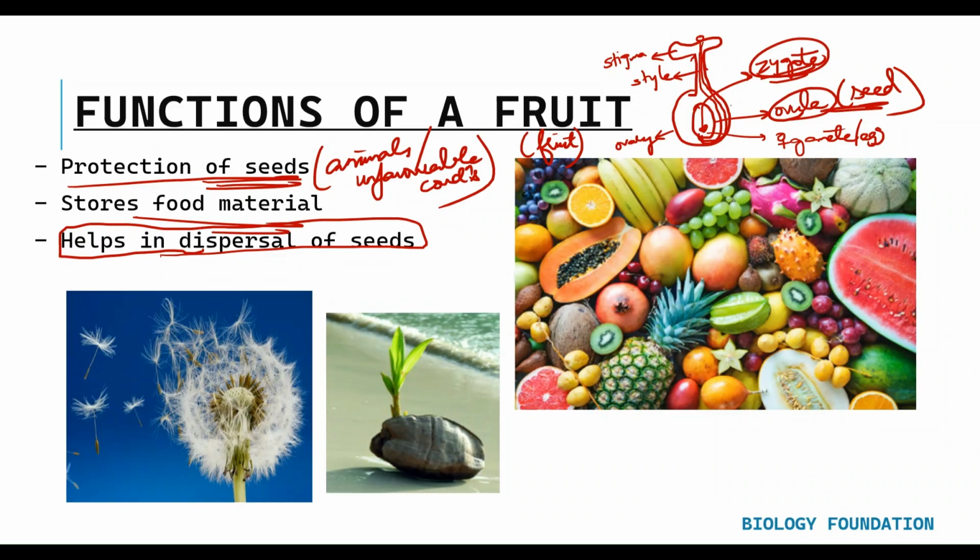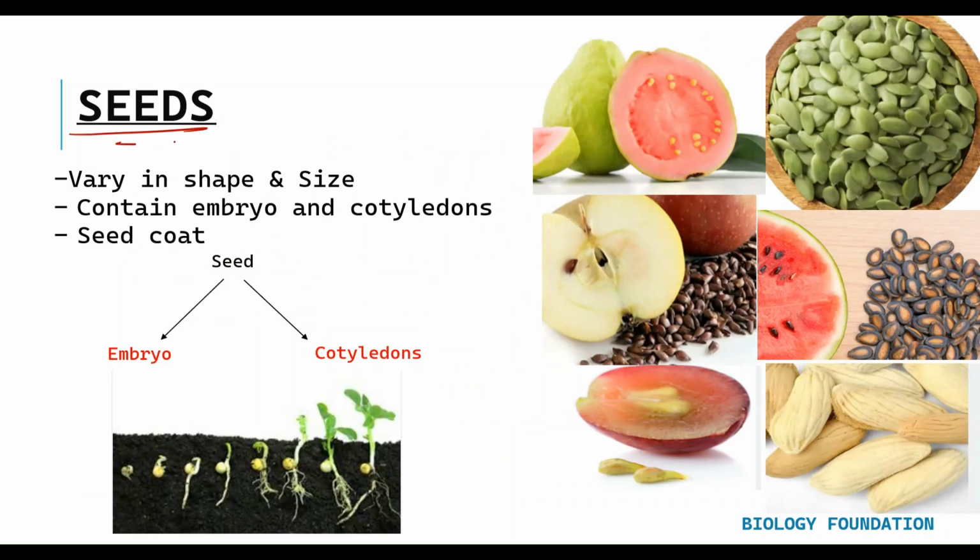Here you can see coconut seed. These are basically seeds having tufts of hair. Okay, we'll understand why the seeds are covered with hair-like structures and all. But basically, seeds contain zygote in them, which later develops into saplings. So seeds must be protected. Who is protecting the seeds? Fruits are enclosing the seeds and protecting them from animals and from unfavorable conditions. Okay, and fruits store food material and they help in dispersal of seeds. Now let's understand about seeds.